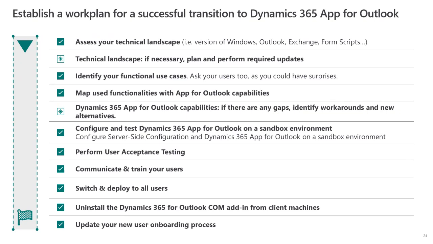We advise you then to configure and test the app for Outlook on a sandbox environment, to perform user acceptance testing, and then to communicate and train your users on the app for Outlook. And then for the production go live, switch the configuration and deploy to your users. That also means that one step is to install the app, uninstall the Outlook add-in from the client machines, and to update your new user onboarding process.